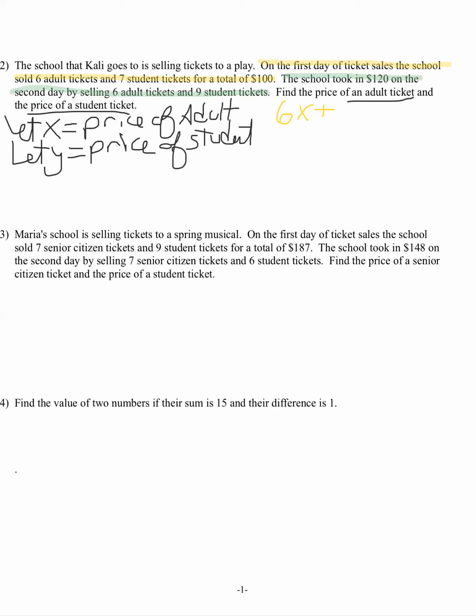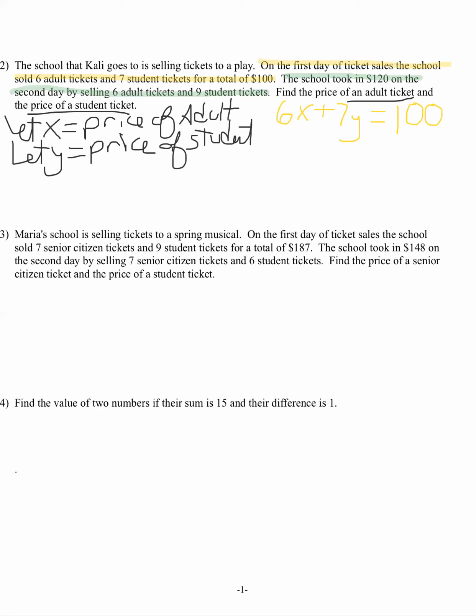Then I also collected money from the students. In the yellow sentence, it says 7 student tickets were sold. So I sold 7 times however much the student tickets cost. I don't know what the price of the student tickets was, but I sold 7 of them. Okay, so this would represent the money that I collected from the adults. This would represent the money that I collected from the students. And I know all together on that first day, I collected a total of $100.